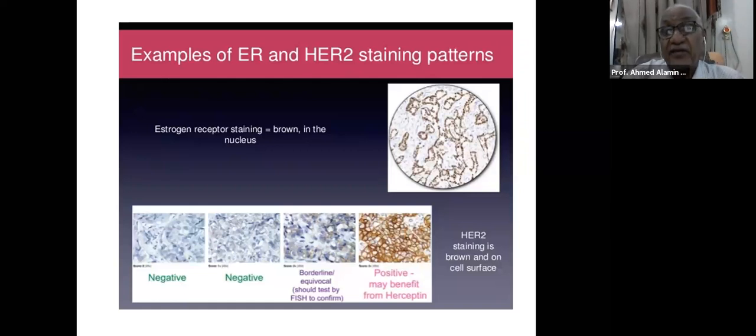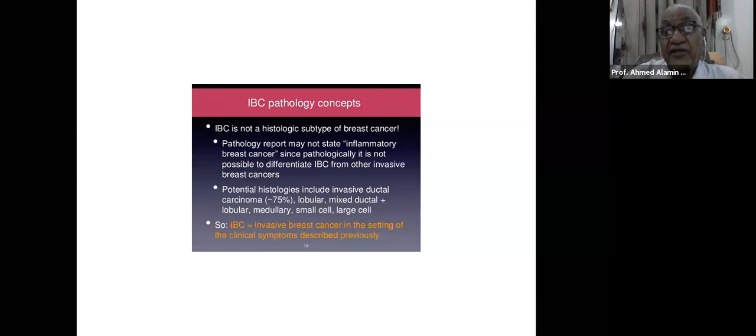Examples of ER and HER2 staining patterns. Inflammatory breast cancer is not a histological subtype of breast cancer, unlike types such as medullary. The pathology report may not state inflammatory breast cancer, since pathologically it is not possible to differentiate inflammatory cancer from invasive ductal carcinoma, lobular, mixed ductal and lobular, medullary, small cell, or large cell, plus invasive breast cancer in the setting of the clinical symptoms described previously. So it is not a histological type alone.